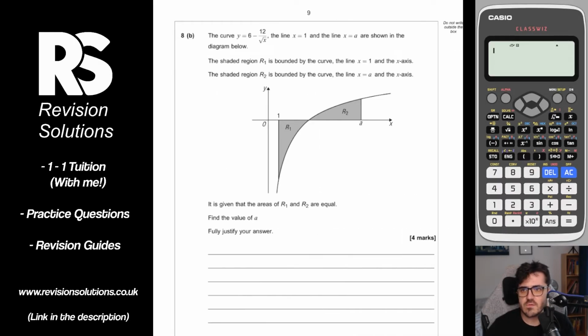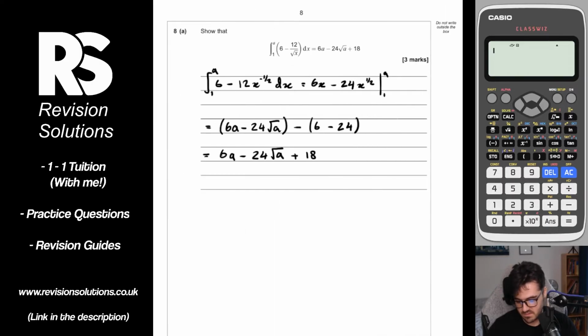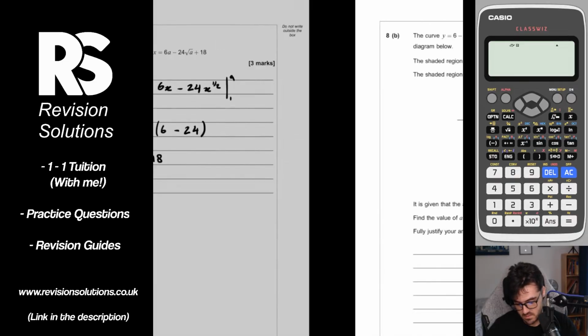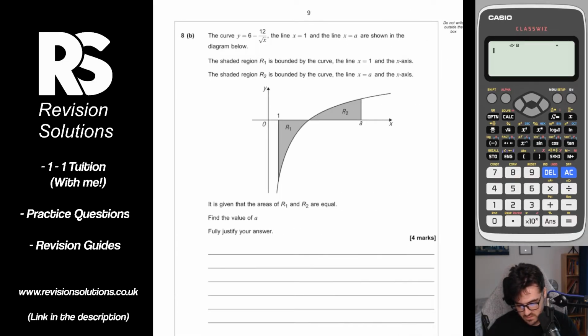So moving on now to part B of question 8, it says the curve y equals 6 minus 12 over root x, so that's the same as the curve we integrated a moment ago. The line x equals 1 and line x equals a are shown in the diagram below. So the integral we did effectively is for this shaded area that we've got. The shaded region R1 is bounded by the curve, the line x equals 1 and the x-axis, and then, yeah, it's just describing the image. It is given that the areas of R1 and R2 are equal.